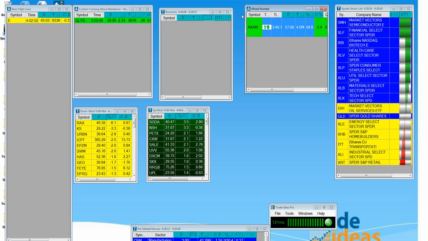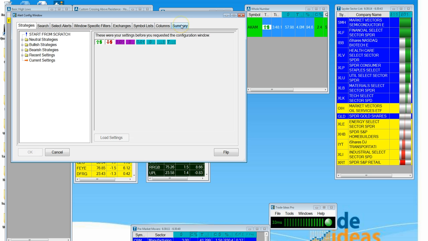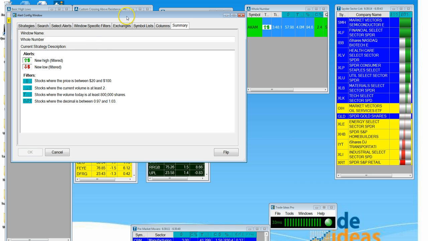So I'm going to exit out of that. And so that's how this particular strategy works. Let me just go back to how it's triggered, because every strategy that you have has to have some kind of a trigger. Here my trigger is going to be every time a new high is made or a new low is made, as long as all these filters are met.